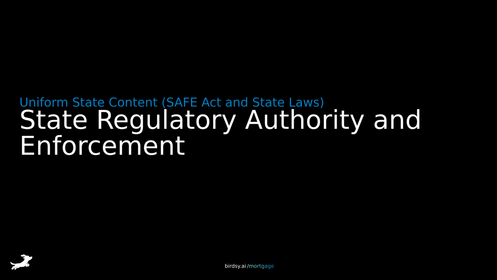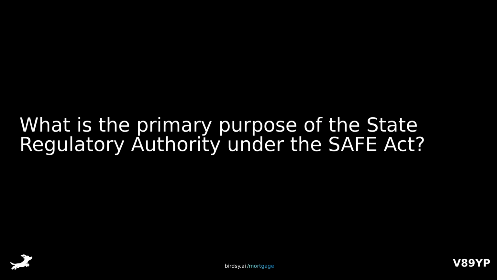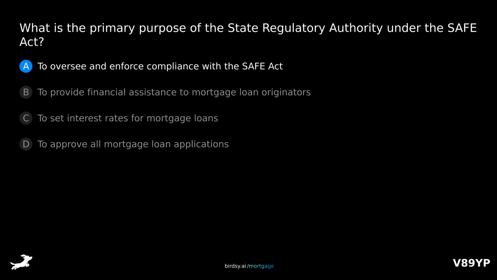State regulatory authority and enforcement. What is the primary purpose of the state regulatory authority under the SAFE Act? Is it A. To oversee and enforce compliance with the SAFE Act? B. To provide financial assistance to mortgage loan originators? C. To set interest rates for mortgage loans? Or D. To approve all mortgage loan applications? The answer is A. To oversee and enforce compliance with the SAFE Act.